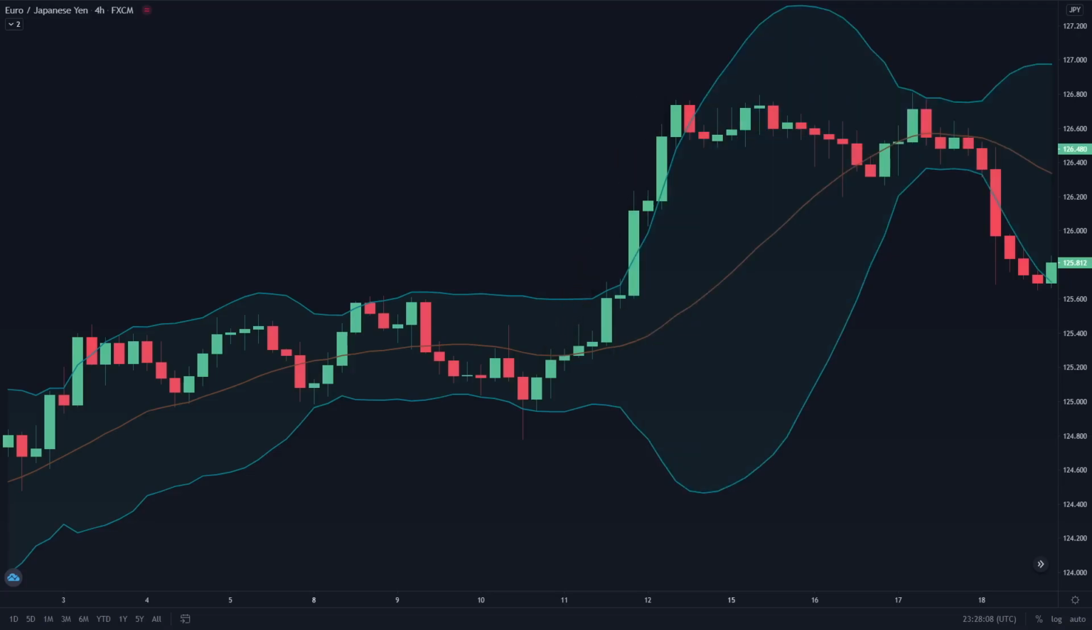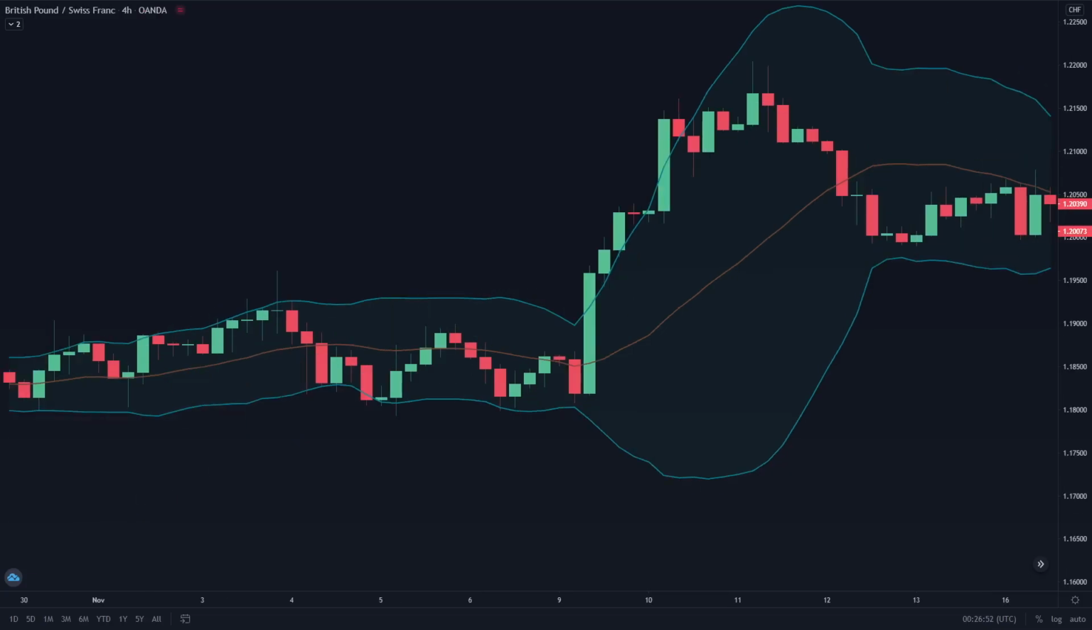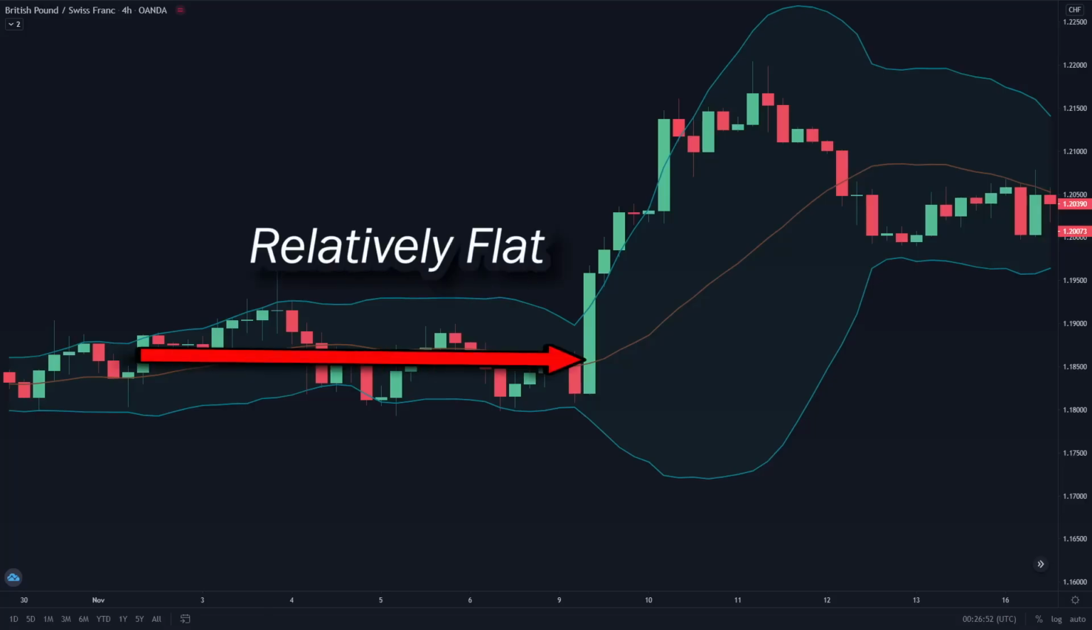So now it's our job to find these low volatility markets and predict when a breakout might happen and in which direction it's going to be. This is how you would do it. First, you need to find a market that is in a range. You can identify this by looking at the middle SMA line. The line needs to be relatively flat like this. However, it doesn't have to be perfectly flat.